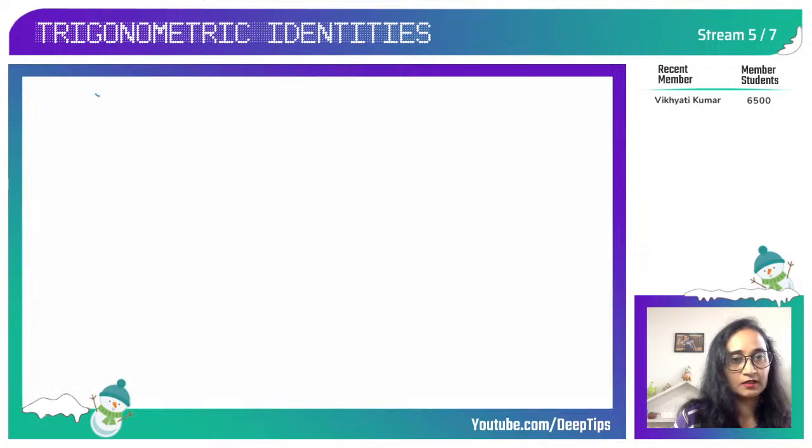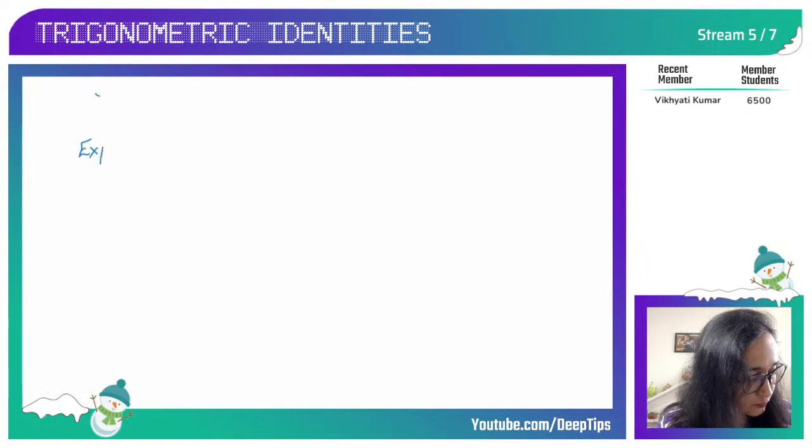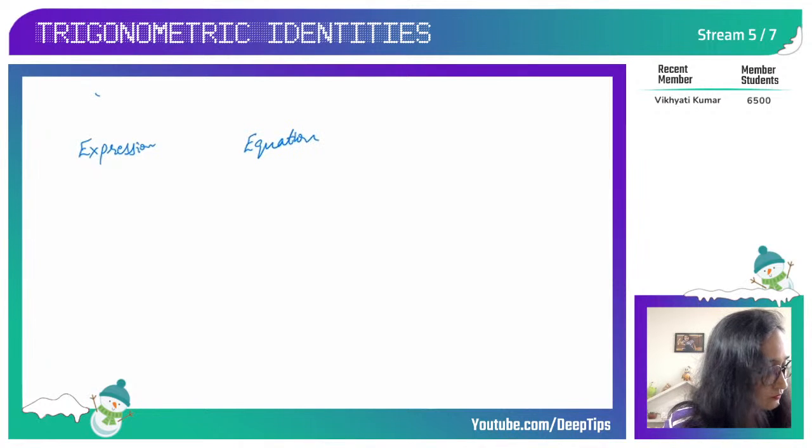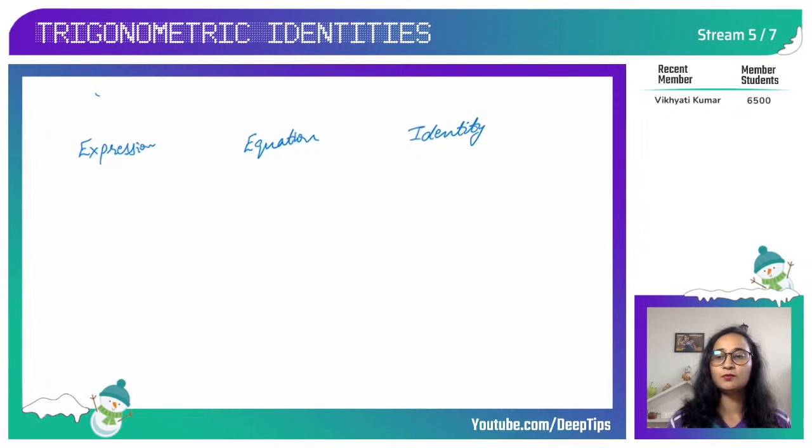Okay, so children, when I say expression, then equation, and here is my identity. So being a math student, it's very important to understand the difference between these three things: expression, equation, and identity.